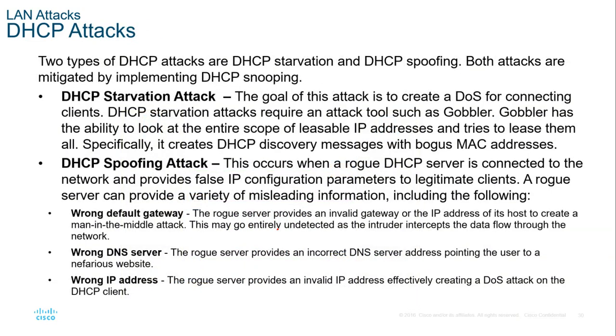So when it comes to attacks on DHCP, there are two types. We have DHCP starvation and then spoofing. Starvation is when the threat actor forces the DHCP service to lease out all IP addresses, or in other words, to run out of IP addresses.